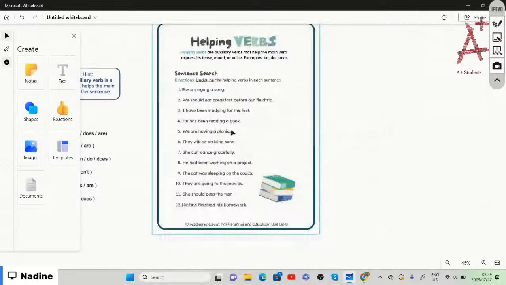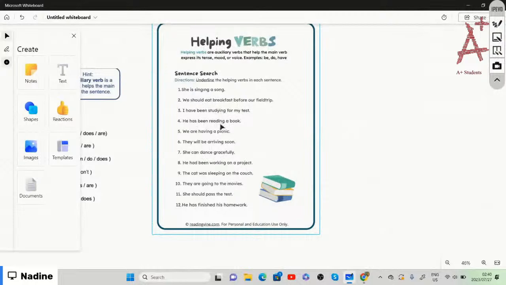All right, so if we select the helping verb or the auxiliary verb within the sentence, then we can say either been or has been. So has been is our helping verb within the sentence, and our main verb is studying.